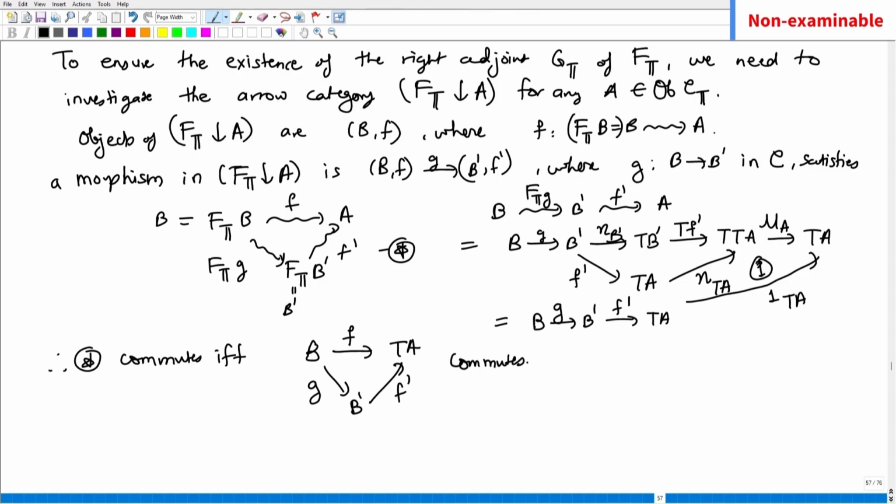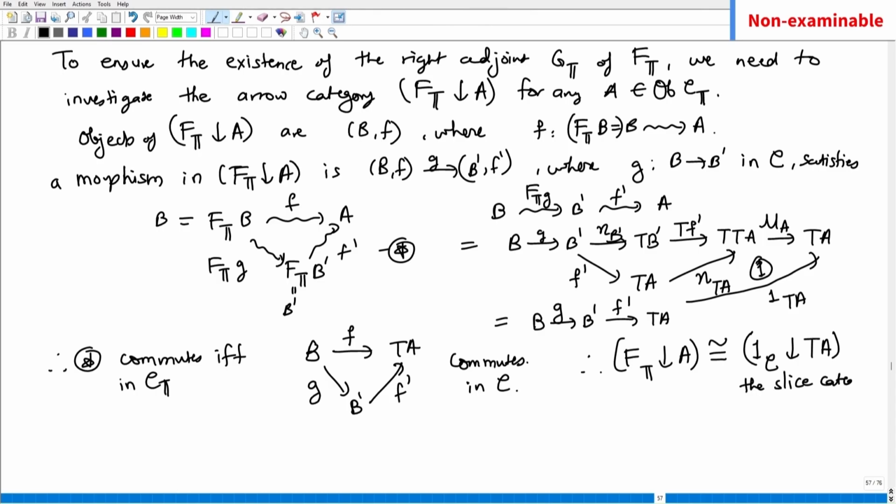Okay, so this wiggly diagram in CT commutes if and only if this commutes in C. So therefore, what did we conclude? The most important thing that we observe is that this arrow category is in fact isomorphic to the slice category, the identity functor arrow TA, which is just the slice category.